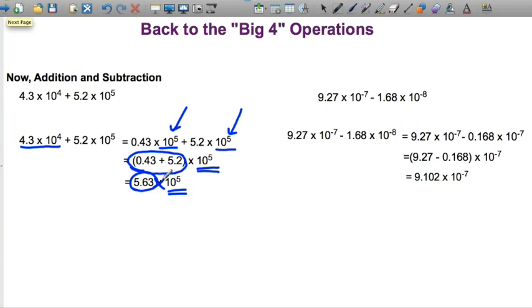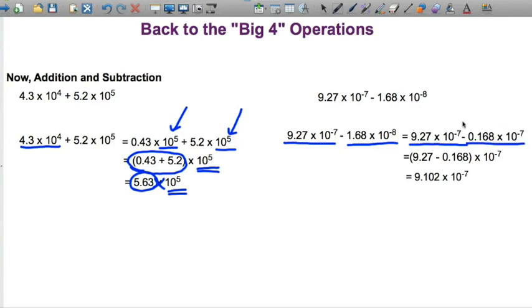Same thing with subtraction. I have 9.27 times 10 to the negative 7th and 1.68 times 10 to the negative 8th. Which value is smaller? Note the silence. Here's where you think about which value is smaller. All right. So what I'm going to do is change them both to 10 to the 7th. So I have 9.27 times 10 to the 7th. That remained unchanged. But instead of 1.68 times 10 to the negative 8th, I'm going to change it to 0.168 times 10 to the 7th.